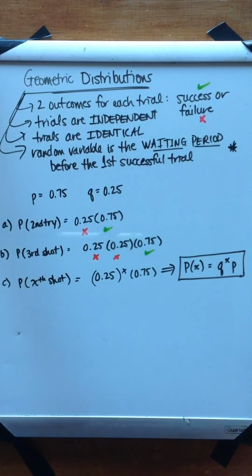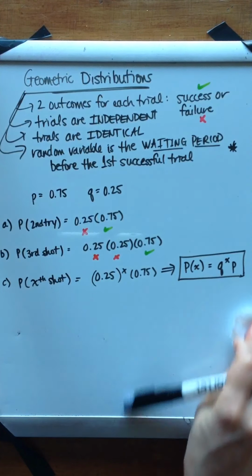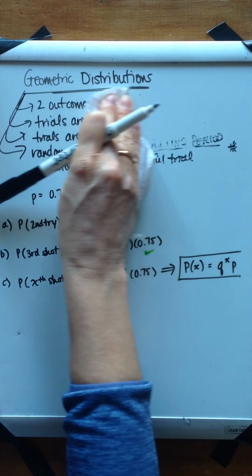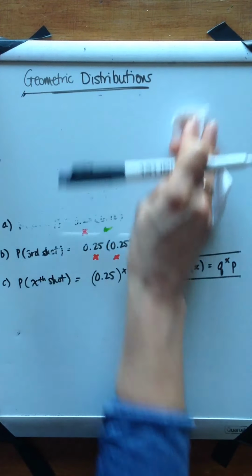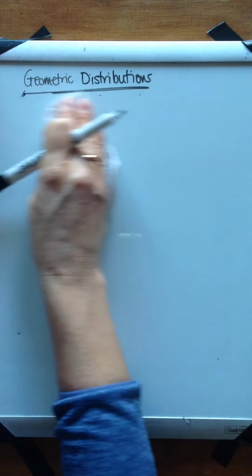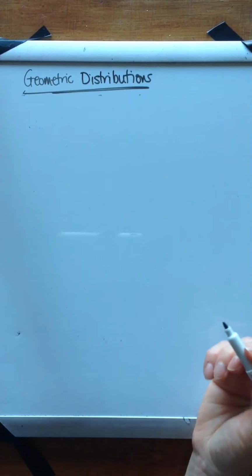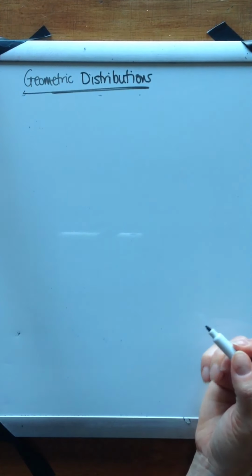So let's look at an example. Let's go back to the game of Monopoly. And let's look at the probability of being able to get out of jail. For those of you who've played Monopoly, you know that to get out of jail, you need to roll doubles. Okay, so how many rolls will it take to get out of jail?